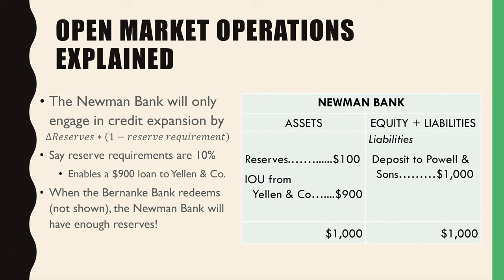This is what fractional reserve banks try to do, because they're hoping that Powell and Sons isn't going to want the whole $1,000 in cash. It might only want a fraction. And after a certain time has passed, a year, I'm going to get $900 plus interest, and I'll just be able to rinse and repeat. Easy money, as they say. Okay, so this is what I would try to do, right?